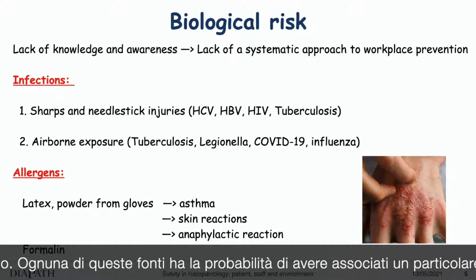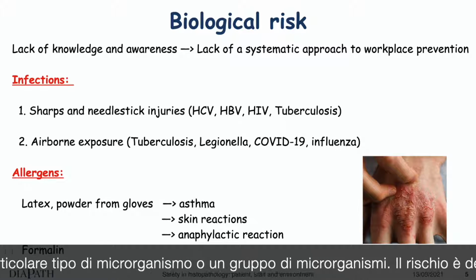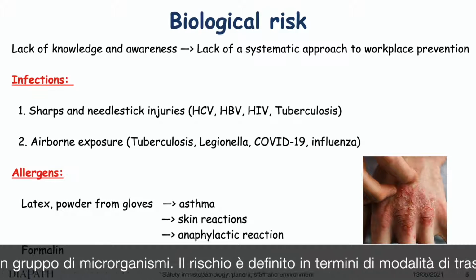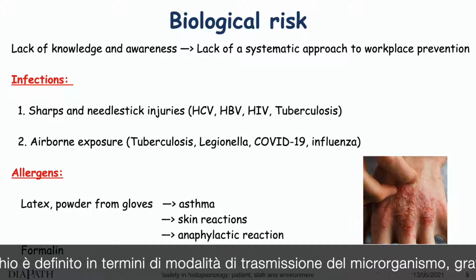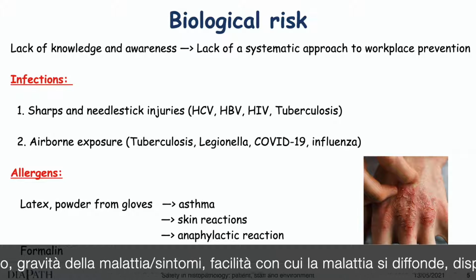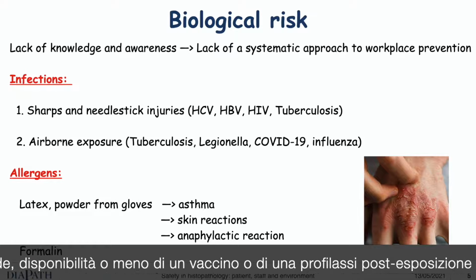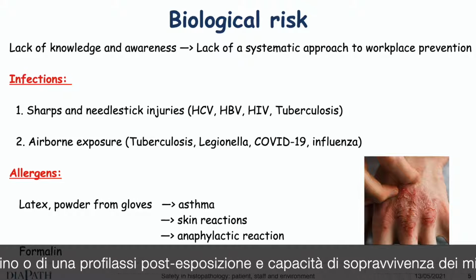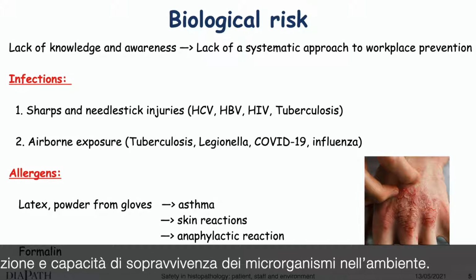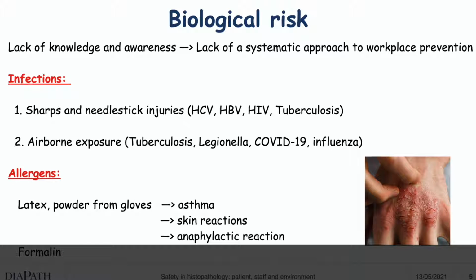Each source is likely to be associated with a particular type of microorganism or group of microorganisms, characterized in terms of how the microorganism is transmitted, the severity of the disease symptoms, how easily the disease is spread, whether or not there is a vaccine or post-exposure prophylaxis suitable and available, and how well the microorganisms survive in the environment.